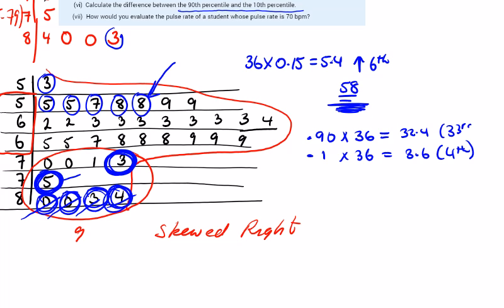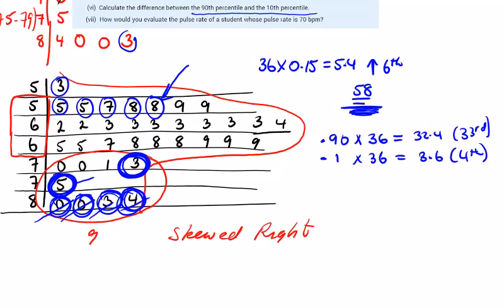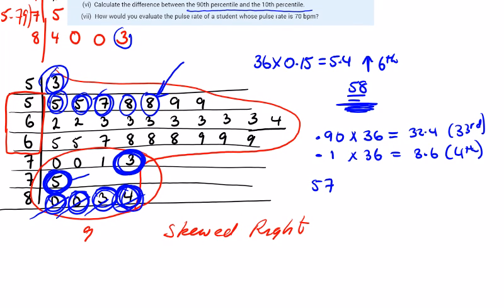So the 33rd. So let's look at these values. The 4th: 1, 2, 3, 4, 57. And the 33rd, well, 36, 35, 34, 33, if I can count properly backwards this time, is 80. So the difference between these two is 23. And we're dealing in beats per minute here.